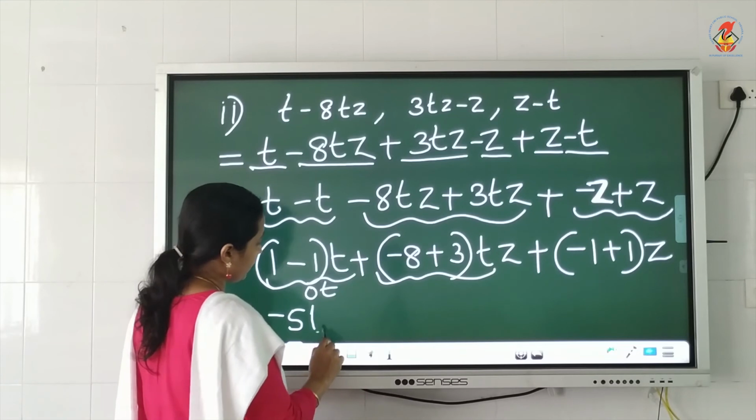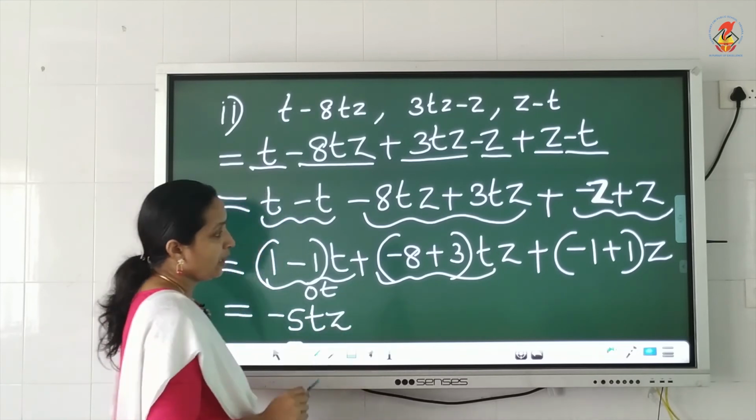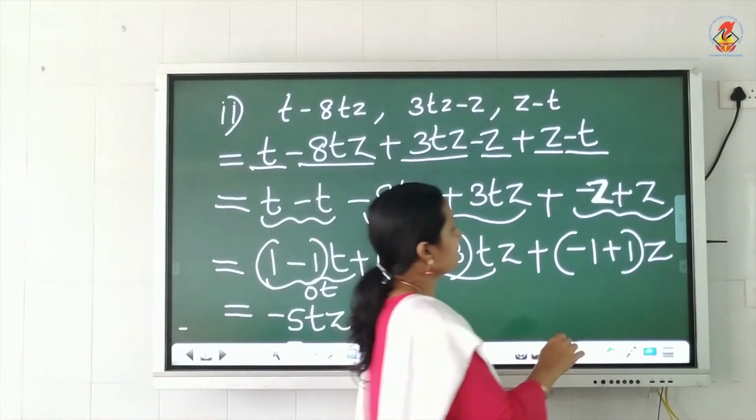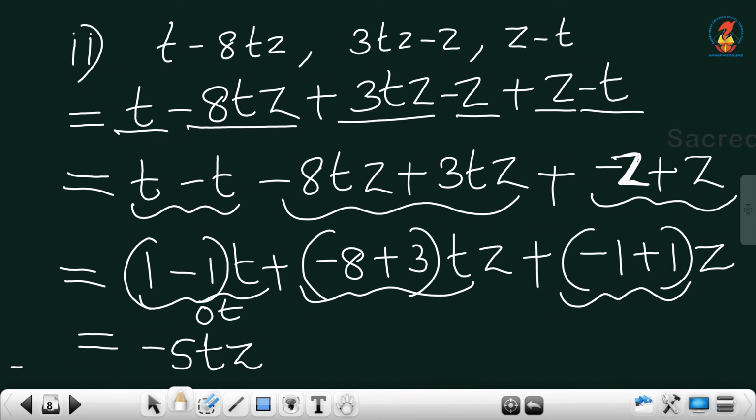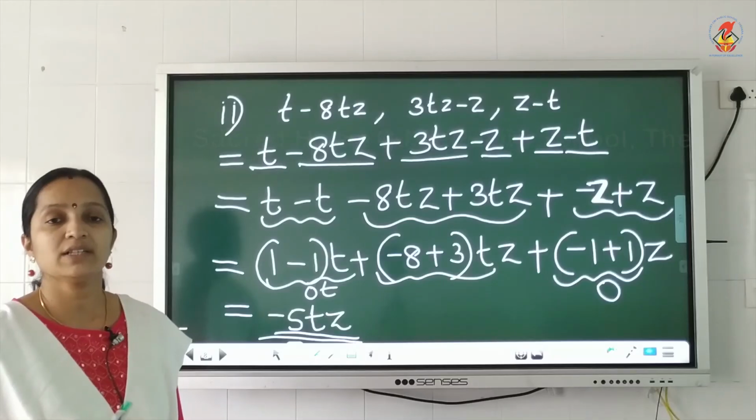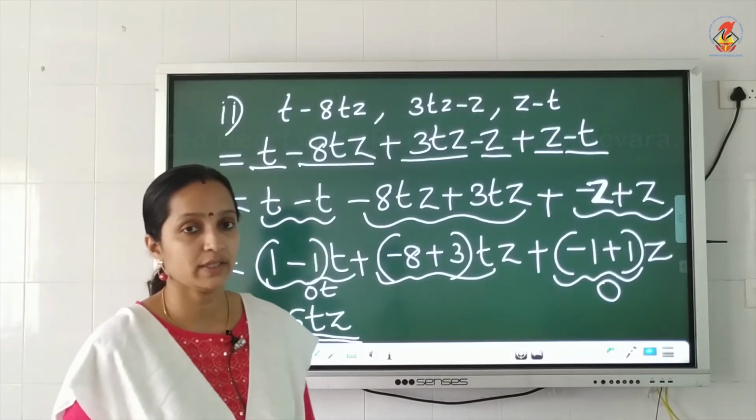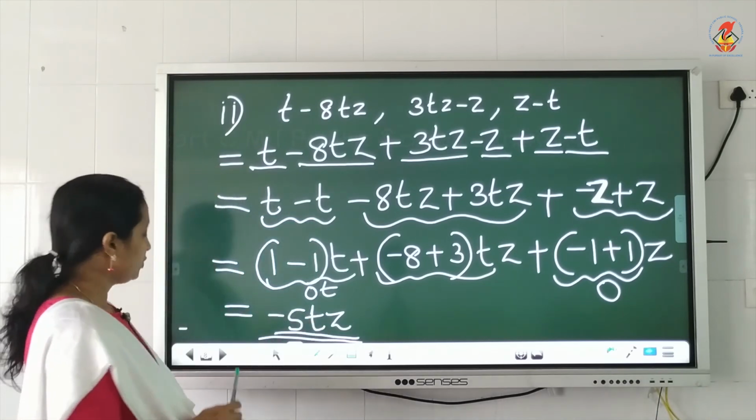And what is the variable given there? T is z. Then, what is the answer? Negative 1 plus 1. What is the answer? It is 0. So, the term will be 0. So, what is the answer of this question? Negative 5tz. It's very easy to do addition of algebraic expression. Just only one thing, just group the like terms and solve the groups. Okay. Now, move to the next question.